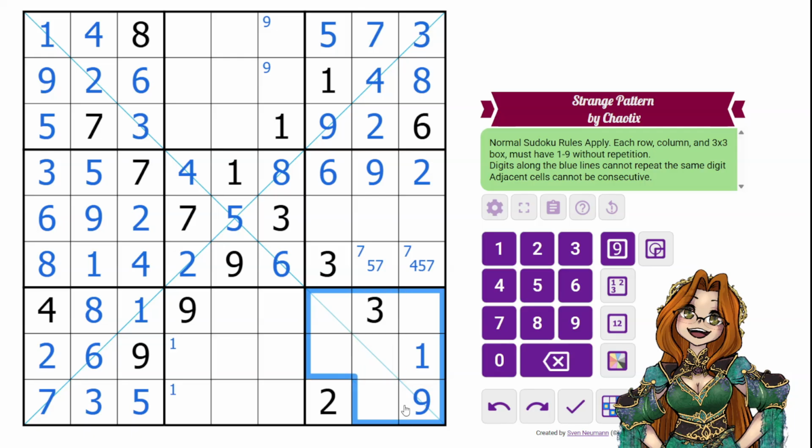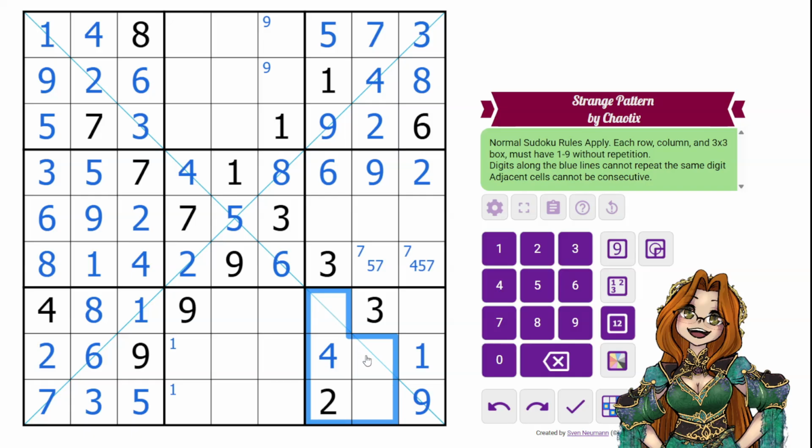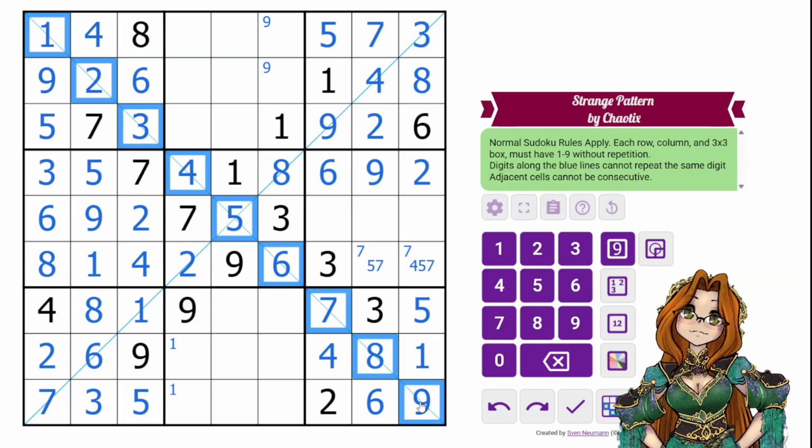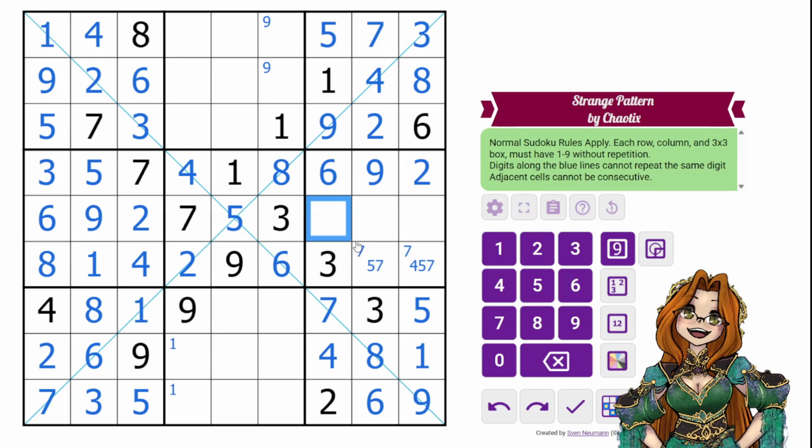Let's see if we can do anything in this box. So we need a 4 by Sudoku. Goes here. 5 by Sudoku can't be here or here, and can't be next to a 4. 6 is here by Sudoku. 7 is there, and our last digit is an 8. So we do get this beautiful, orderly downward diagonal. What is the last digit in this column? Looks like an 8 to me.